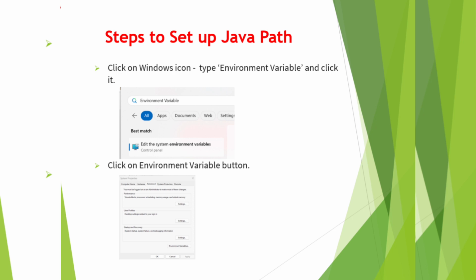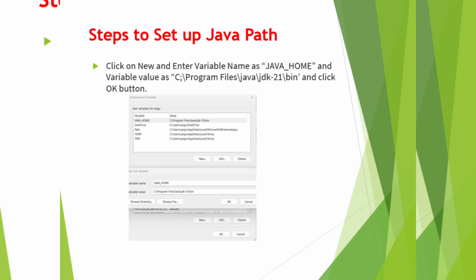So you have to click on your Windows or start icon in your laptop or computer, and then you have to type environment variable and then click on it. It will open. Then there is a last option where you can see environment variables. Then click on it, and in the environment variables you have to add that. So you have to click on the new button.